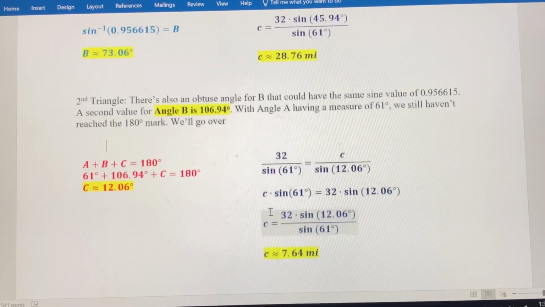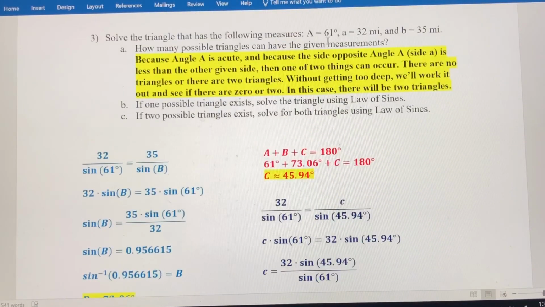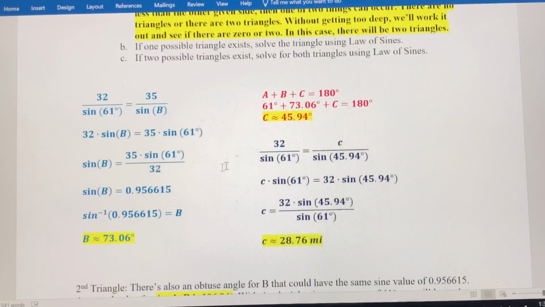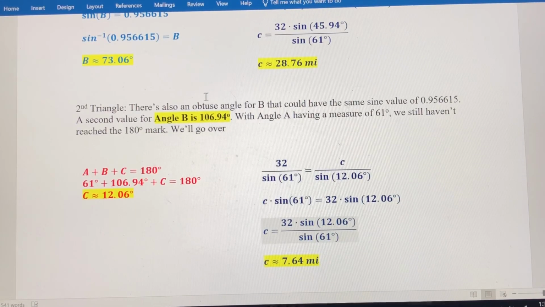So there are 2 different triangles. This was our first one. We had the 3 given values, and we calculated these other 3 values. That will work. Also, there's a second triangle: the 3 given values, and these 3 values will also work. So based on this scenario, there are 2 triangles that will work.